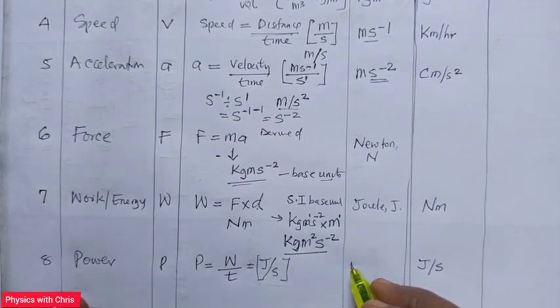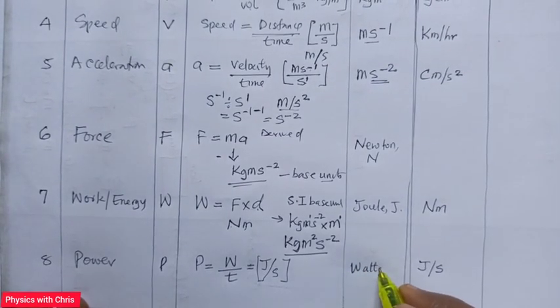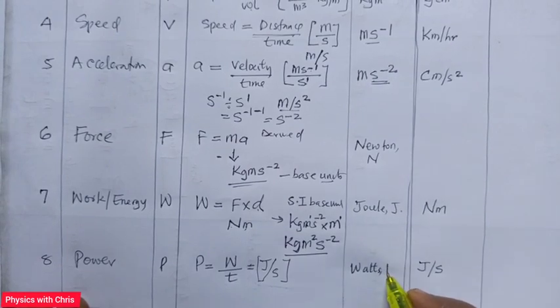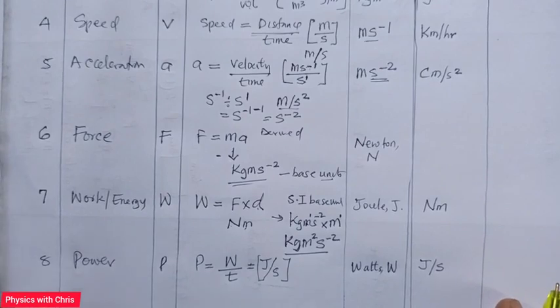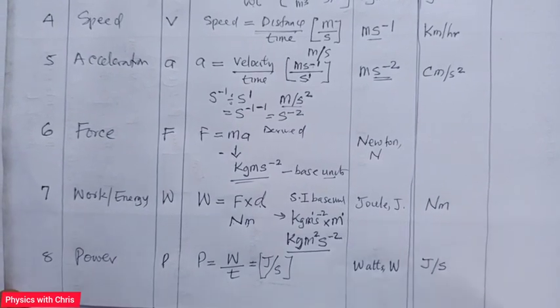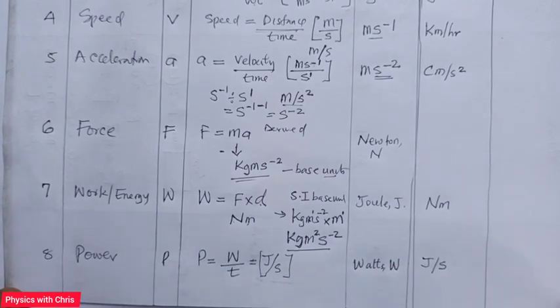But the SI unit is what? The watt is the SI unit of power, in honor of James Watt. It's named after that popular scientist. So power can be given in joules per second as well, and then the SI unit is the watt.